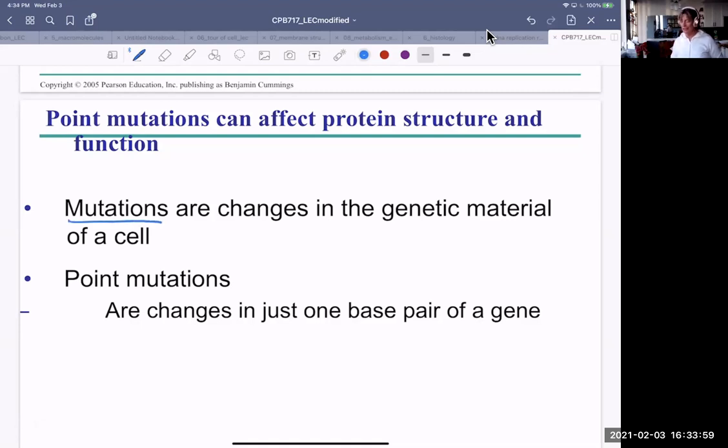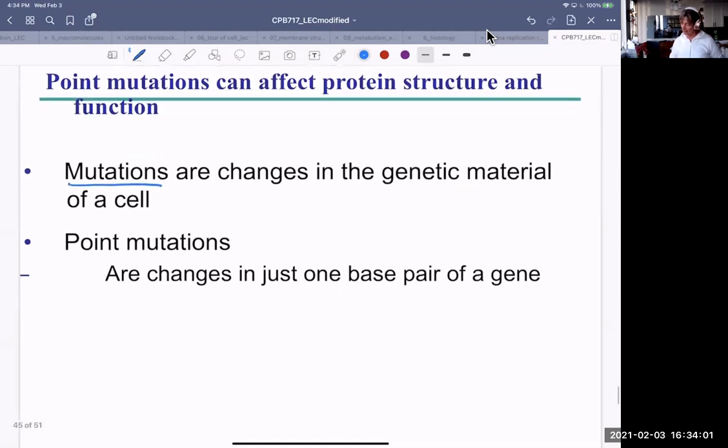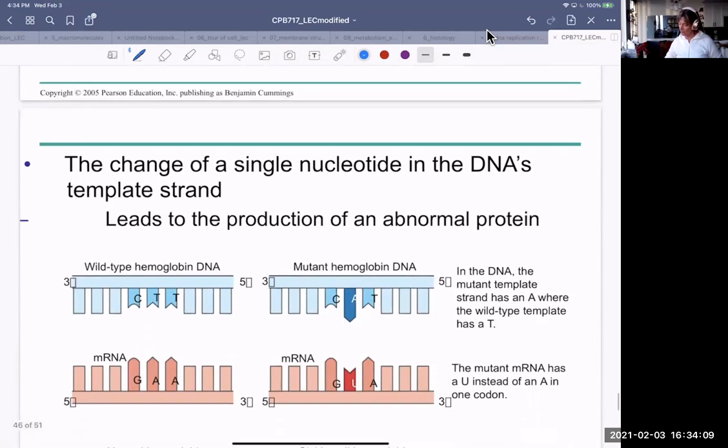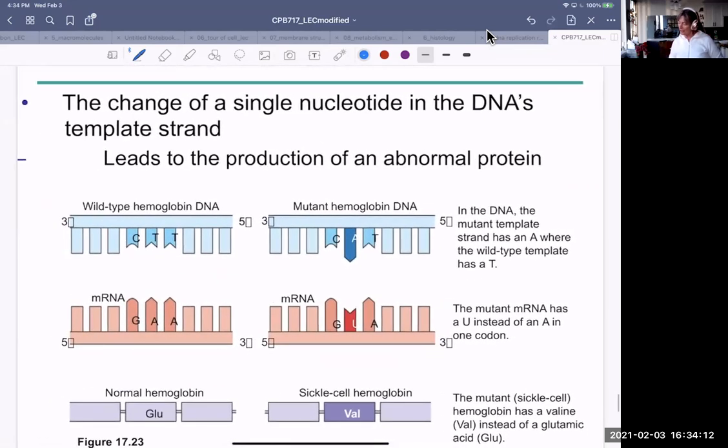Mutations are changes in the genetic material of a cell. A point mutation is a change in just one base pair of a gene. That's called a point mutation. There are different kinds of mutations. The change of a single nucleotide in DNA's template strand can lead to the production of an abnormal protein.